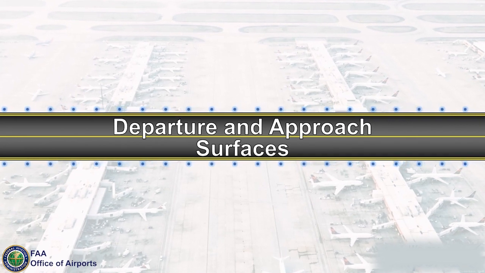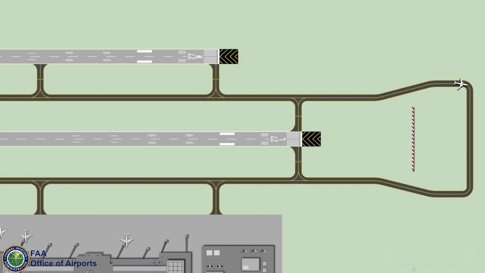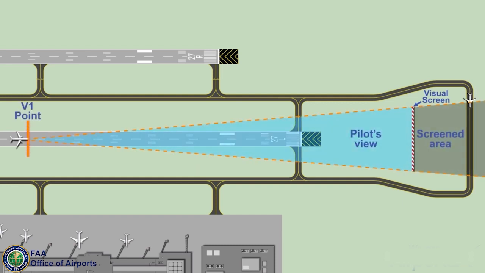Departure and approach surfaces. This plan view shows the relationship of an aircraft on the runway, an aircraft on the EAT, and the visual screen. V1 is the aircraft speed at the point at which a pilot decides to abort a takeoff if the aircraft is going to stop on the runway.